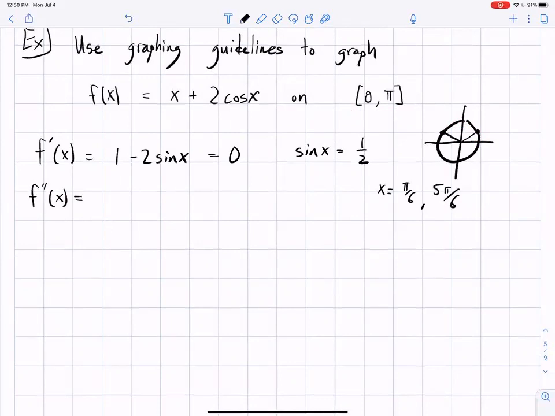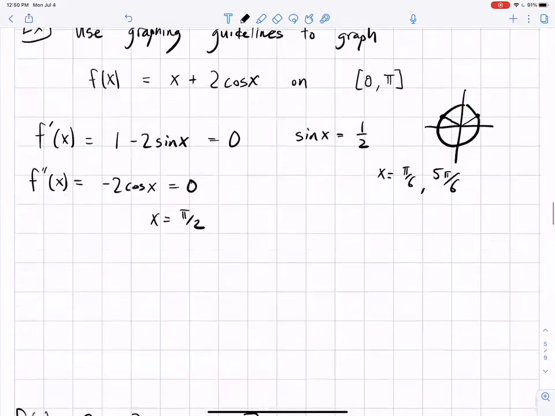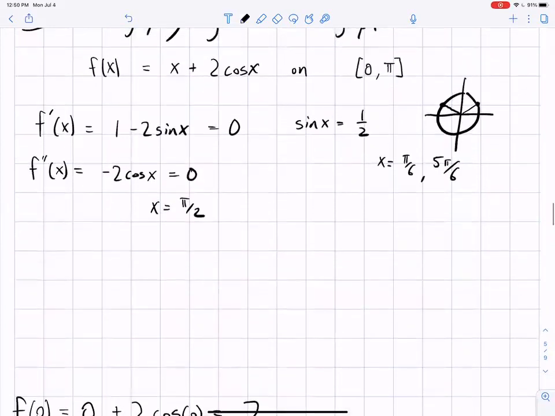And then f double prime of x would be -2 cosine of x. And we want to set that equal to 0. And so when is cosine of x 0? It's at pi over 2, and so x equals pi over 2. So those are going to be our points.